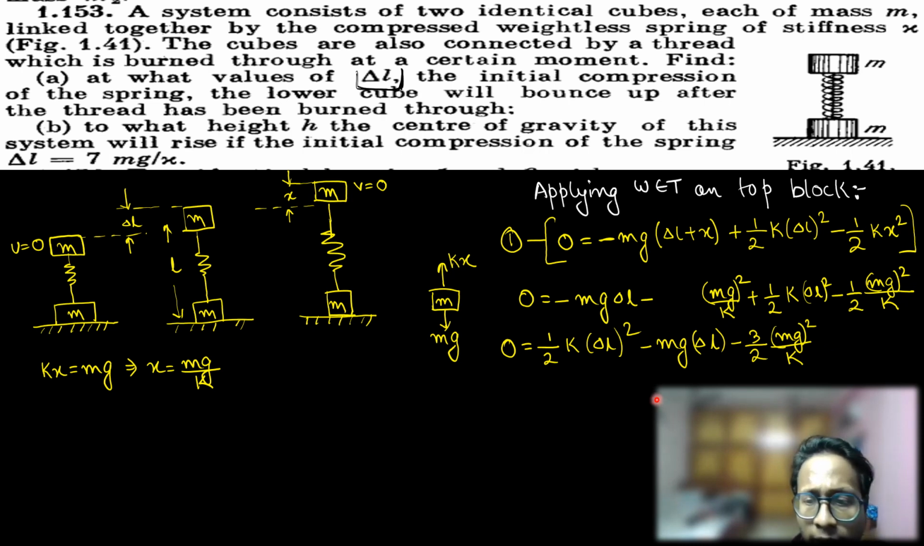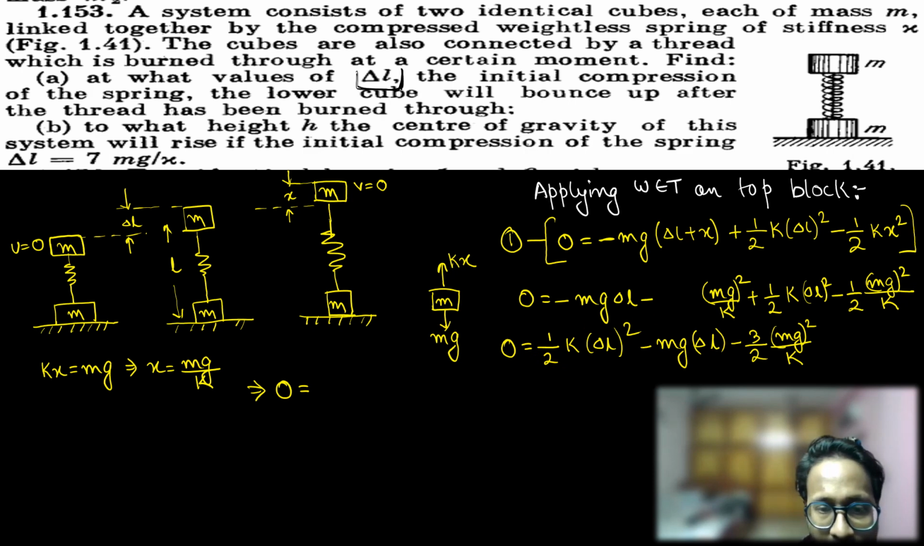Now this becomes a quadratic equation. But I need to find the value of delta L. We have ax square plus bx plus c equals 0, and I need to find the value of x, which is delta L here. Before solving the quadratic equation, let's simplify it. I just multiply this entire equation by 2.